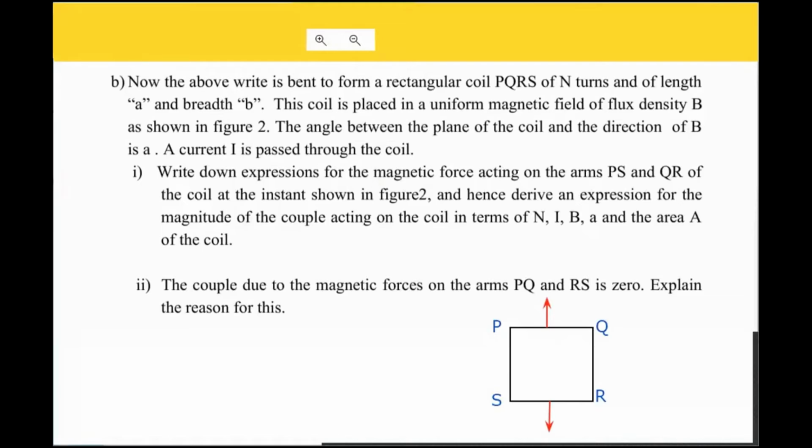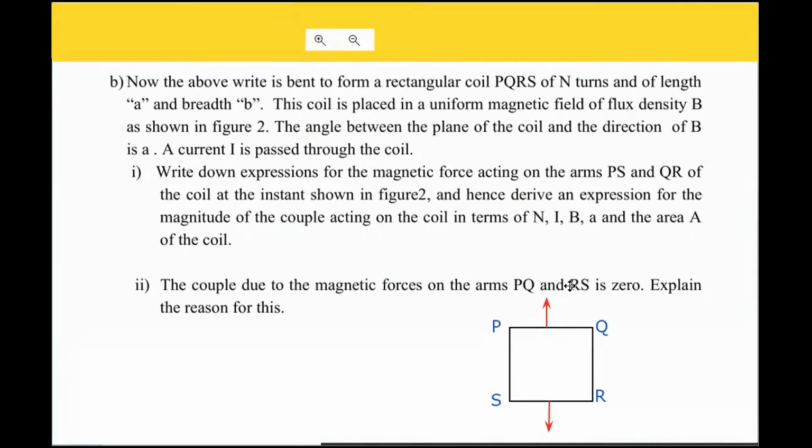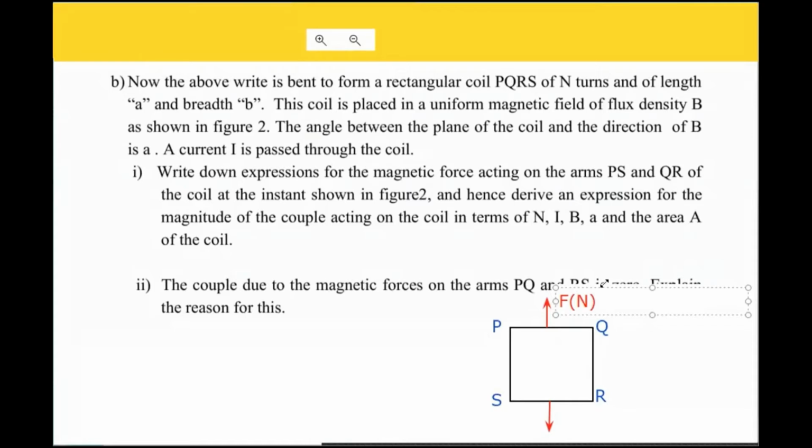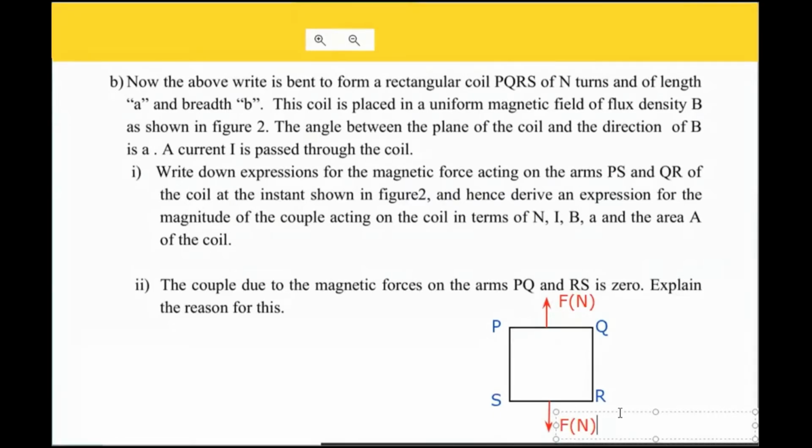What's the problem there? The forces acting on PQ and RS sides are equal in magnitude and opposite in direction. As they are acting on the same straight line, the resultant force is zero. Therefore, no couple or torque is formed by the forces acting on PQ and RS.